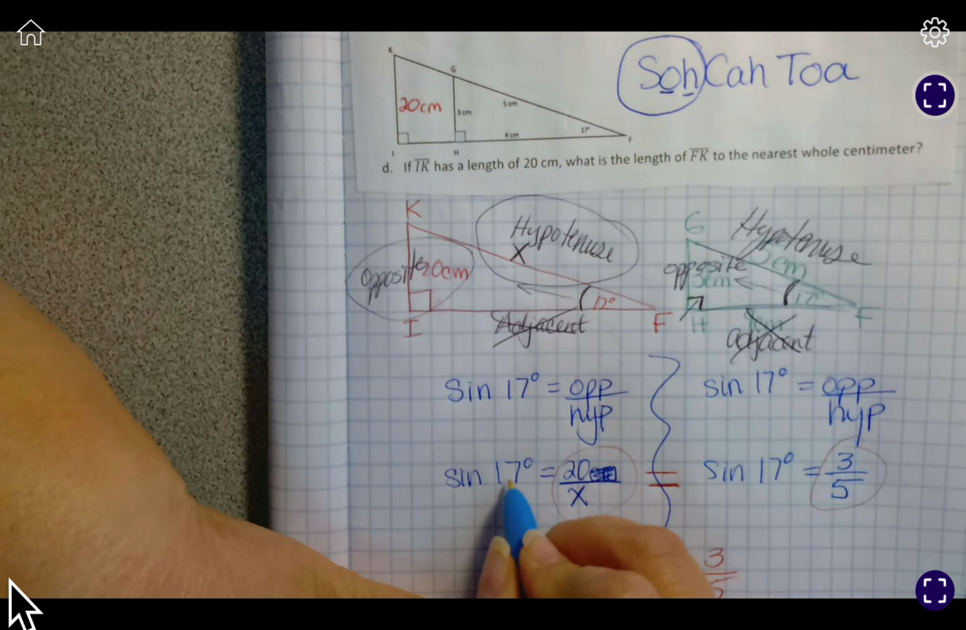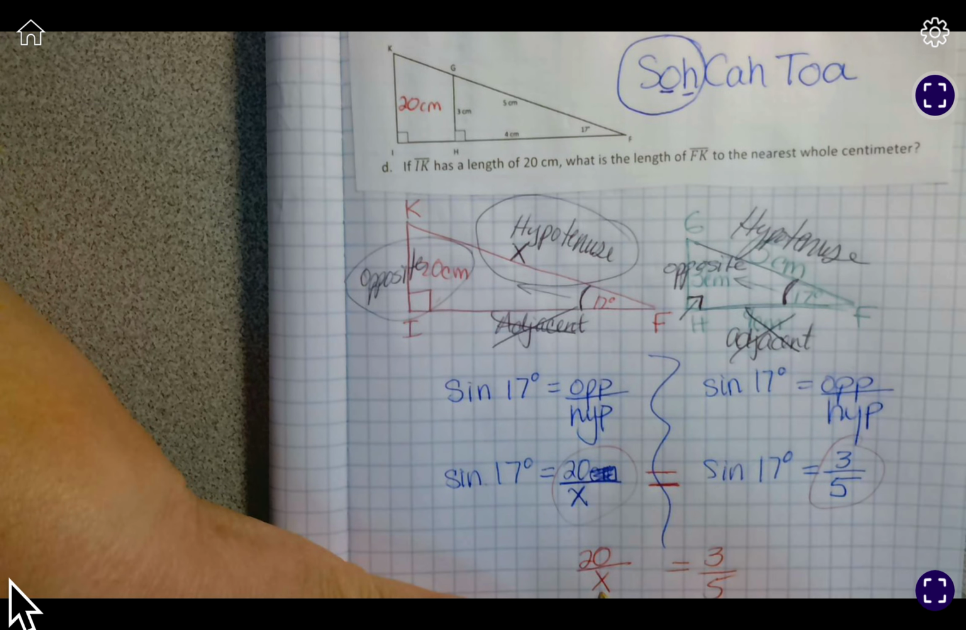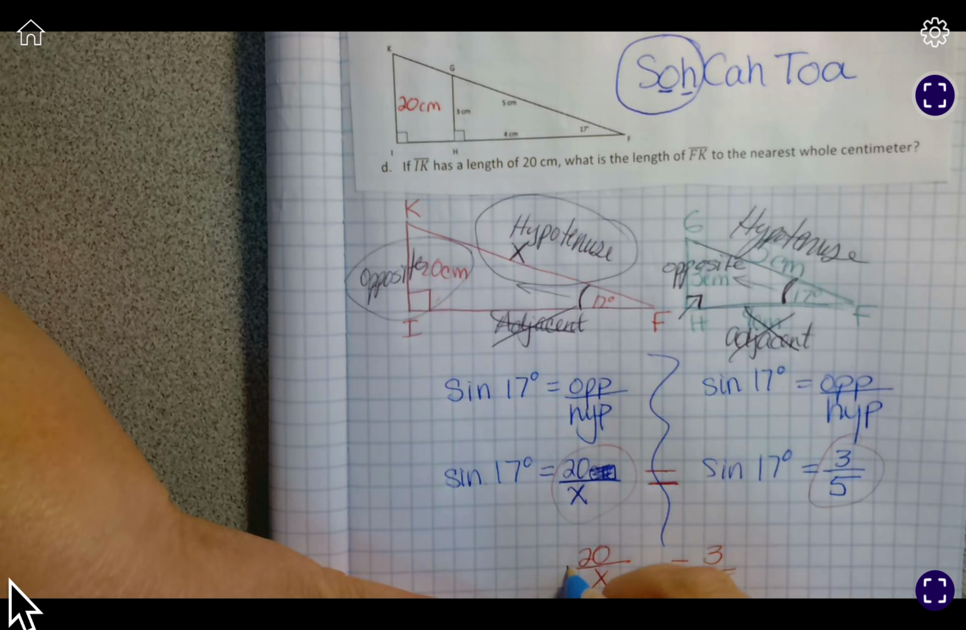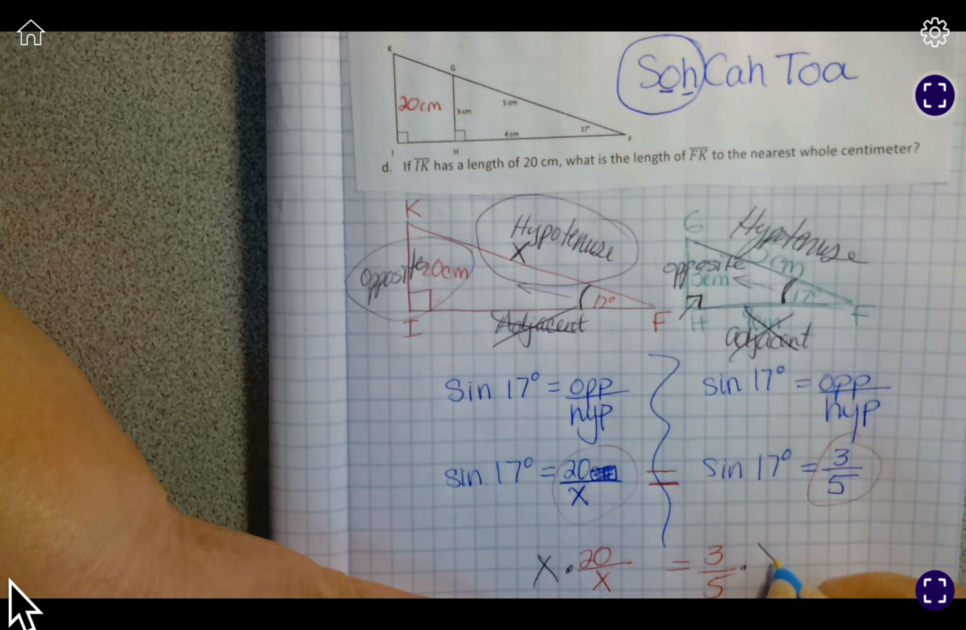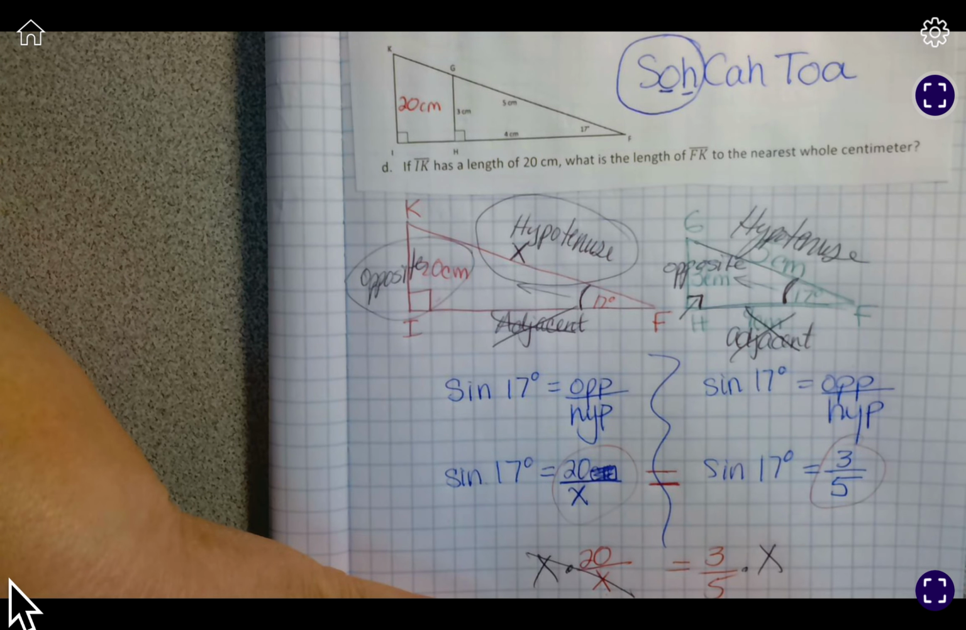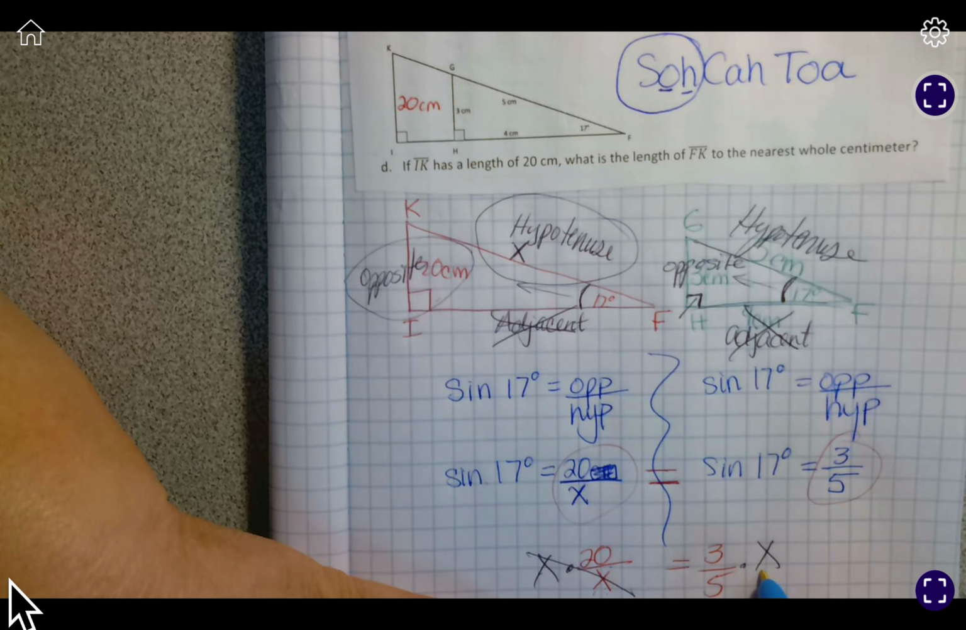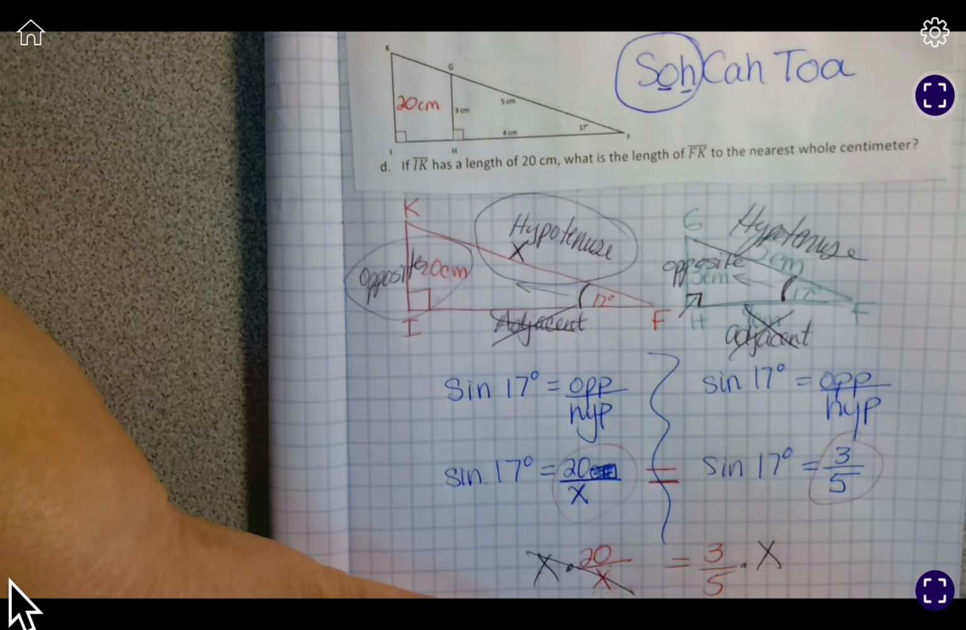So I'm going to solve for x. So first thing I'm going to do is multiply by x on both sides. Multiplying by x and dividing by x, they cancel each other out. So I get 20 equals. And the x is a whole number, so it gets multiplied by the numerator. So that's x times 3, that's 3x. And keeps it at 5.